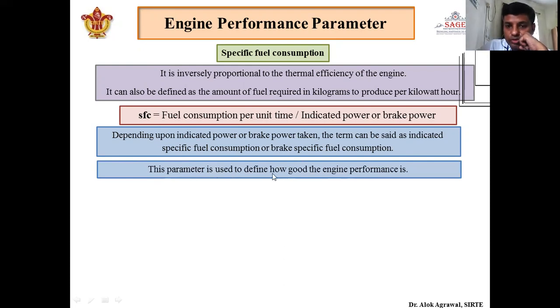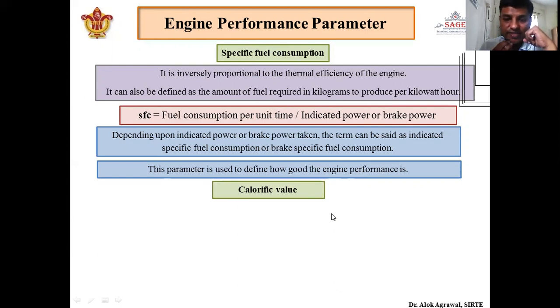This parameter is used to define how good the engine performance is. If the amount of fuel required for producing 1 kilowatt hour of power is less, then the engine is better. And if the amount of fuel required in kilograms to produce 1 kilowatt hour of power is more, then the engine is not that good. So with this parameter, we can define how good the engine performance is. If specific fuel consumption is less, then engine performance is good, and if it is more, it indicates the engine performance is not that good.